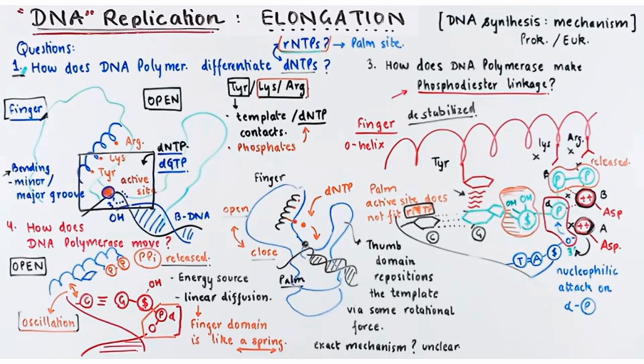We already have discussed the biochemistry here. So in short, here you can see a closed conformation. The next question is, how does DNA polymerase make the phosphodiester bond?